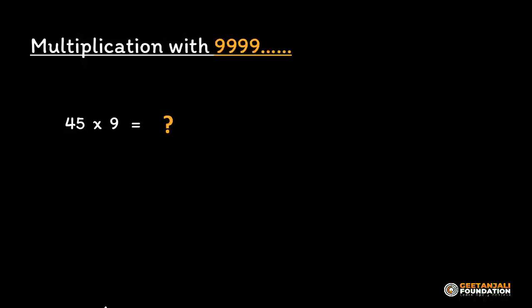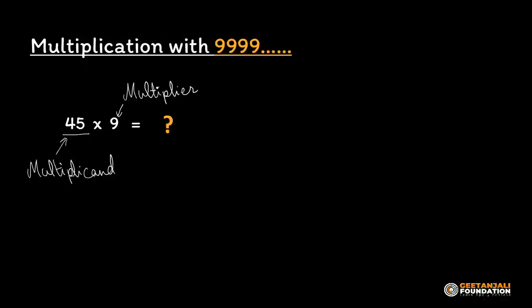So here we have 45 and 9. Here 45 is the multiplicand, and this 9 is the multiplier. In the multiplier there will be only 9s, no other digit other than 9. There can be any number of 9s. Whatever you want, you can take that many 9s. That is fine. But only 9s can appear in the multiplier.